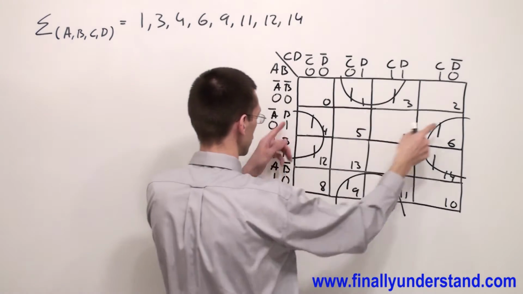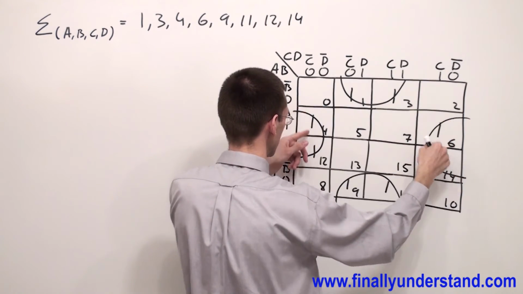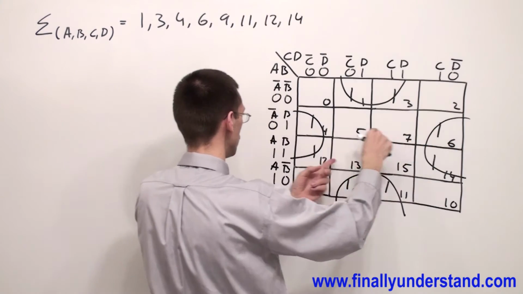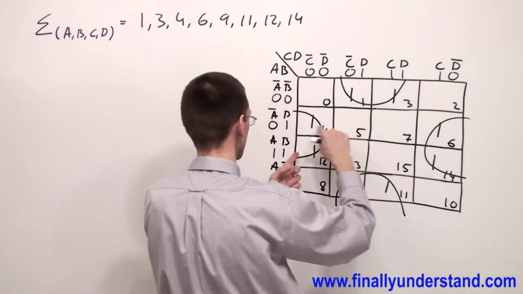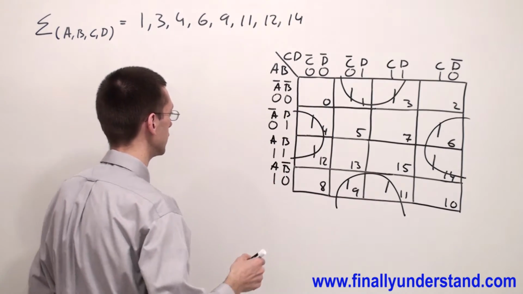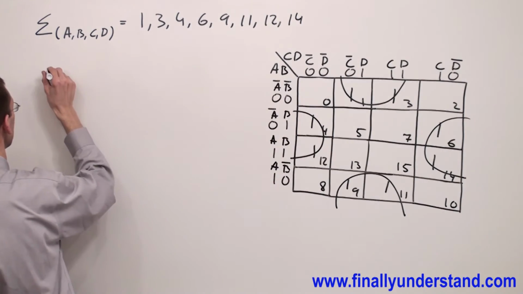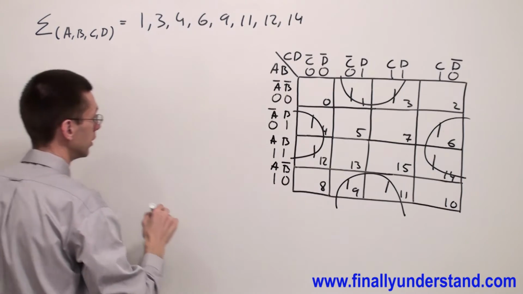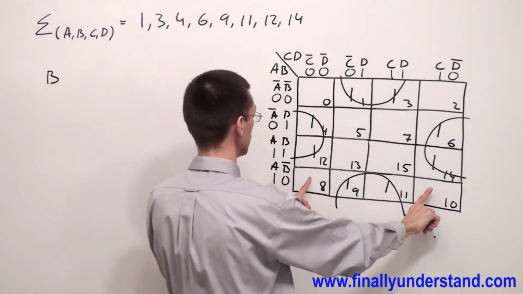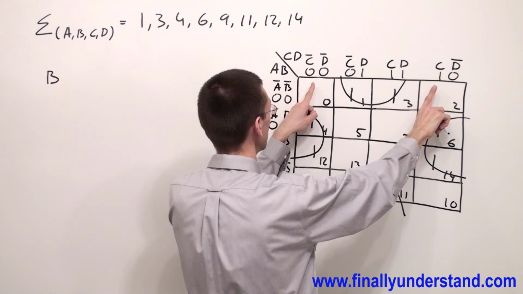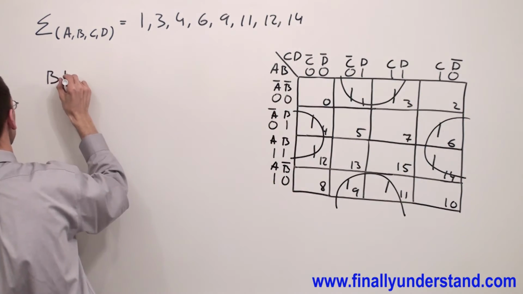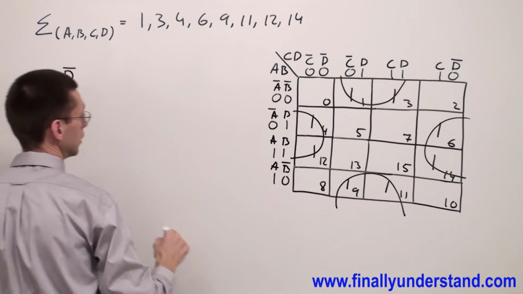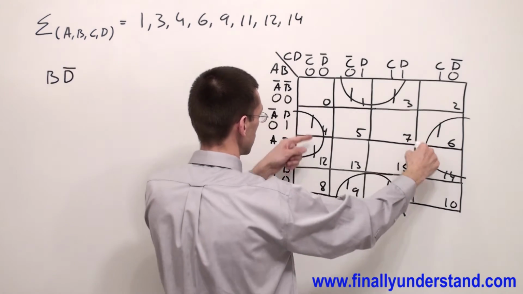Let me talk about this group first. This group is placed in 2 rows and 2 columns. The common variable for these 2 rows is b, that's why I'm going to write over here b. The common variable for these 2 columns is d naught, that's why I'm going to write over here d naught. I'm finished with this group.